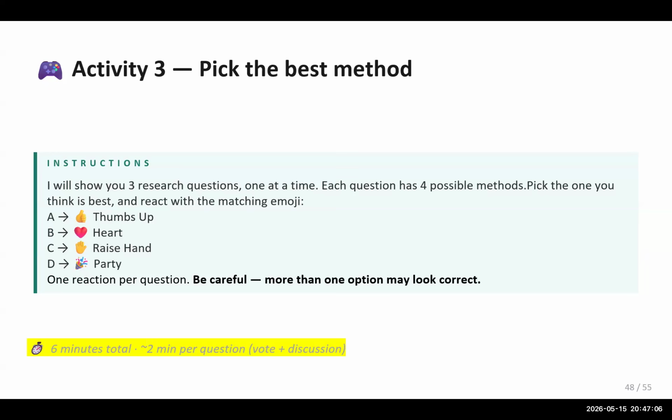For answer C, you will raise your hand. And if you choose answer D, you will party. So one reaction per question. Okay?